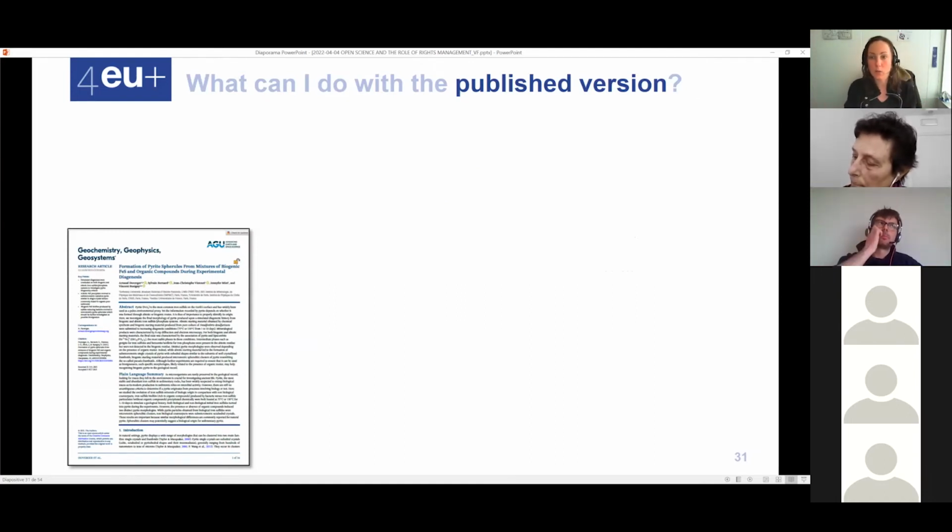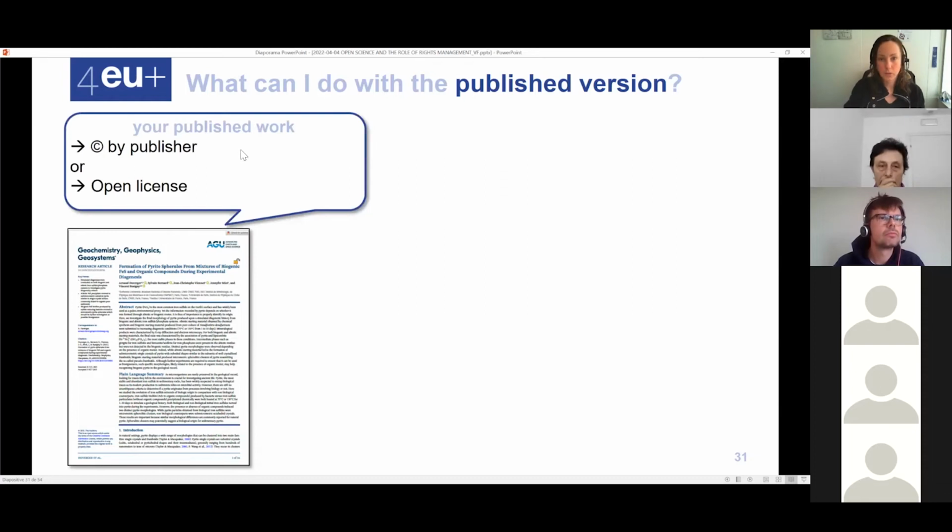So now, preprint, accepted version. Now, what you can do with your published manuscript. So the final manuscript as it will be published in the journal. There is an example, you see, with the journal layout and journal logo. So this is your published work, but the copyright is owned by the publisher, because of the agreement contract you signed, the contract that Paola showed you.